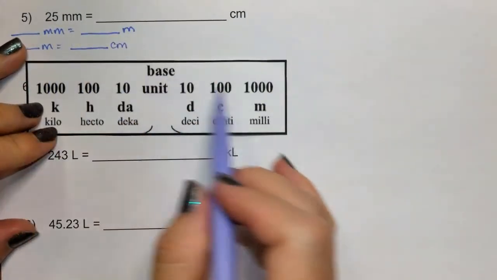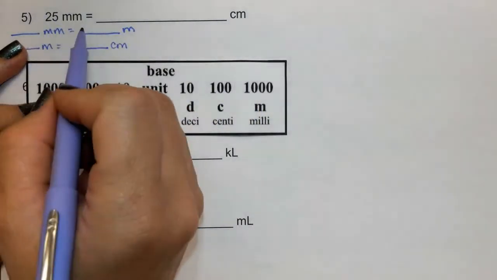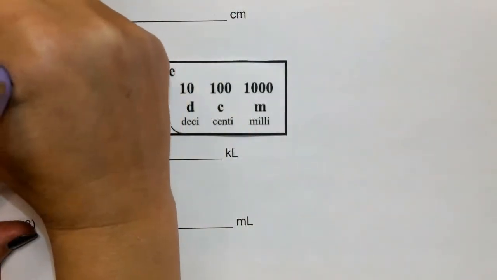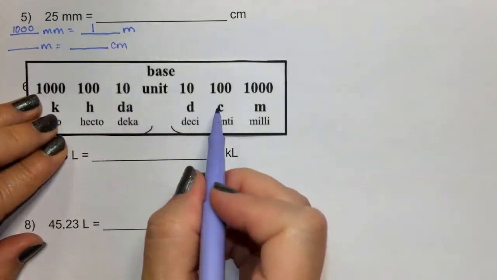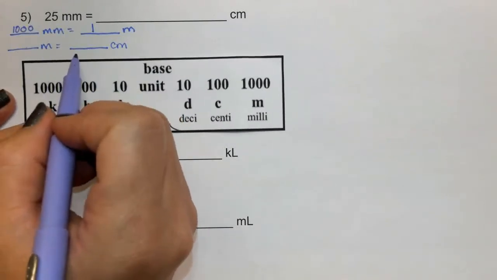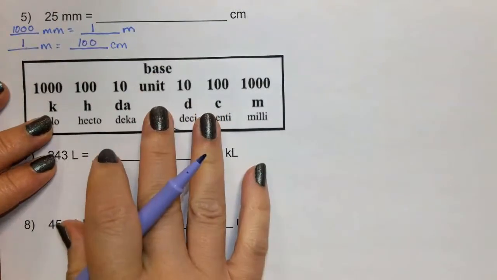So millimeter, milli is here. We need 1 to 1,000. So one of these is the 1, the other is the 1,000. Meter is bigger, so it's 1. Milli smaller, so it's 1,000. Here we have meter and centi. Centi is 100. So one of these is 1 and the other is 100. The base is larger, so it's a 1. Centi smaller, so it gets 100.